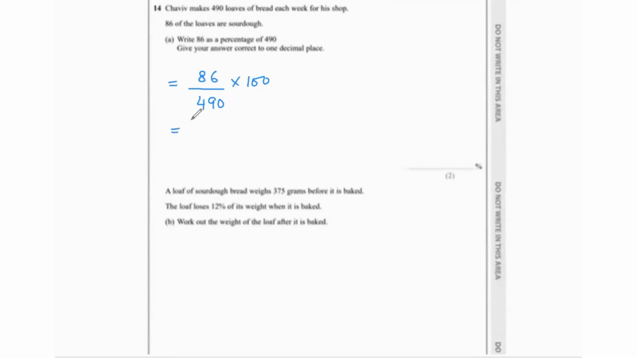So that is going to give us 17.6% correct to one decimal place. Originally, you would get 17.55, but you round that to 17.6 because they want the answer correct to one decimal place. Then it says a loaf of sourdough bread weighs 375 grams before it is baked.